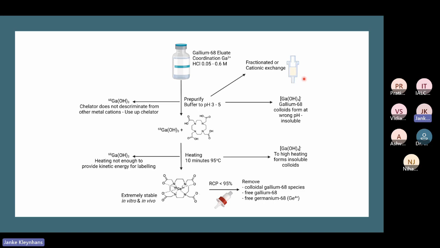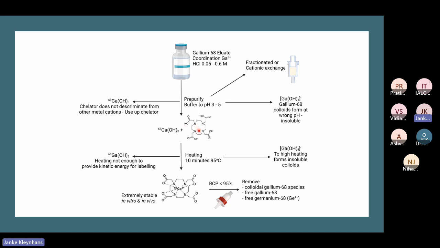Okay. So pH is important, like I said. You have different species. You can see Ga(OH)4 minus is colloids. So when the pH of your labeling mixture is too high, you will get colloids. Here, 3 to 7 is normally the range where we try to work. And then lower, it's also giving you some problems.